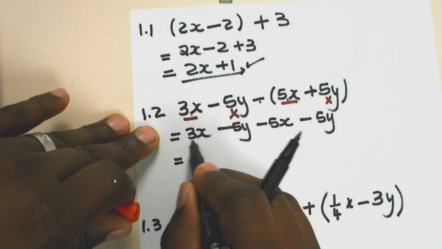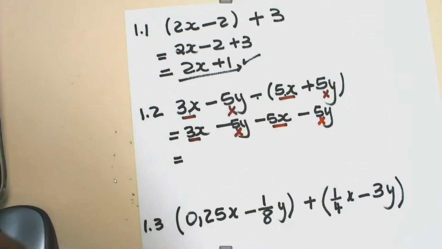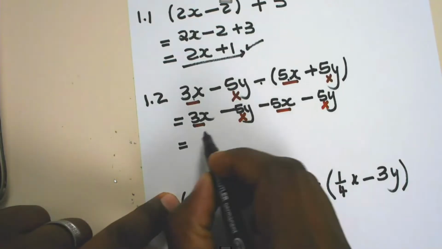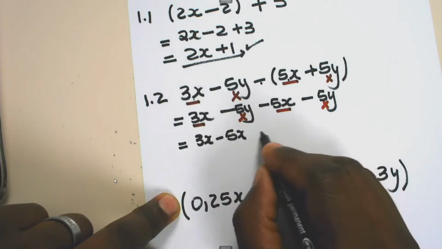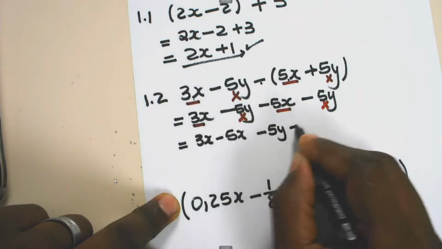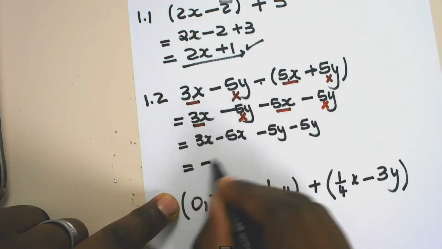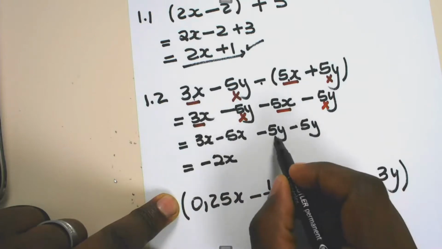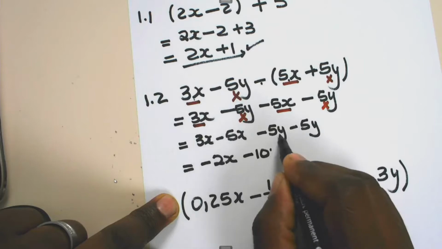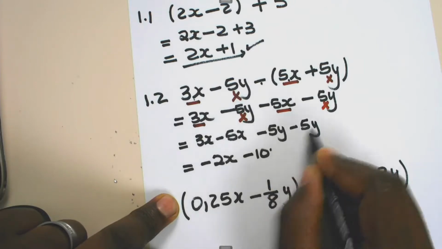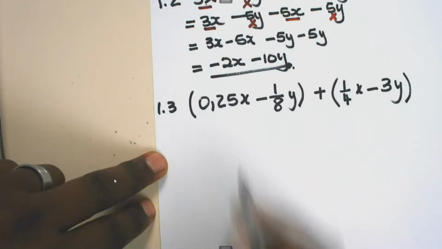And then you can actually group this one and this one together, as well as this one and this one together. If you place the other one next to the other one, it will be 3x minus 5x minus 5y minus 5y. And your answer will be 3x minus 5x is negative 2x. Negative 5y minus 5y will be negative 10y. All right. Now let's go to this monster here.